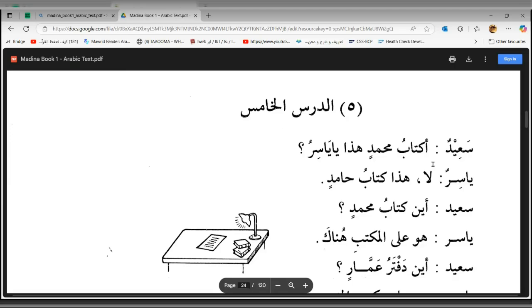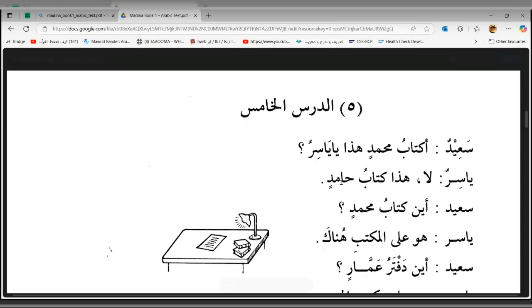That's the new concept that's been introduced in this lesson. But of course, the lesson also puts together everything we've learned so far. For instance, in the first example, we have a dialogue between Said and Yasir. Said says, "Akitabu Muhammadin hadha ya Yasir?" Is this the book of Muhammad, O Yasir? So he's asking him, is this Muhammad's book? And then Yasir responds, La, no.